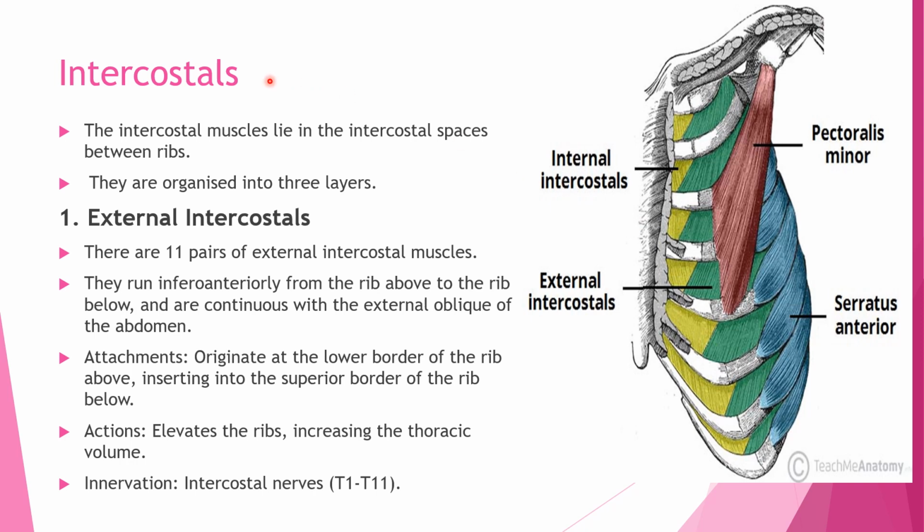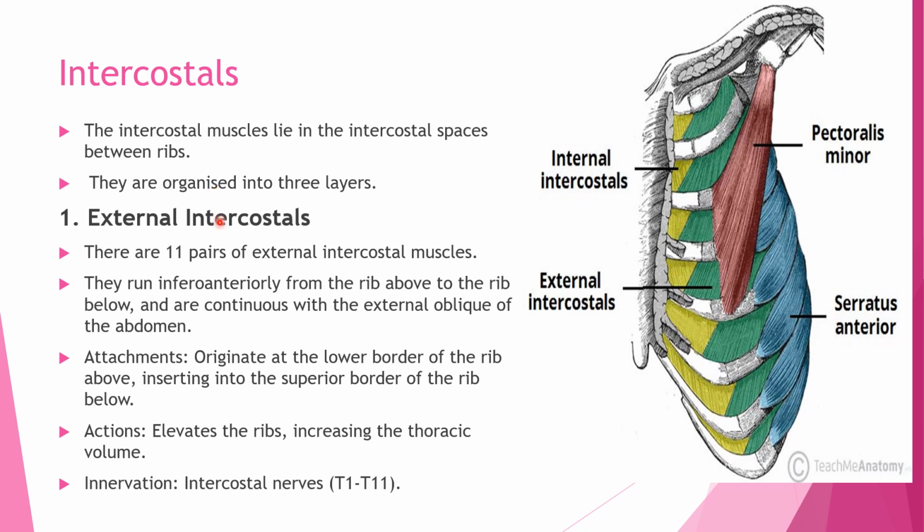Coming to details of the intercostal muscles. As the name indicates, they lie in the intercostal spaces. The space between two ribs is called an intercostal space. So intercostal muscles lie in the intercostal spaces. They are organized into 3 layers.